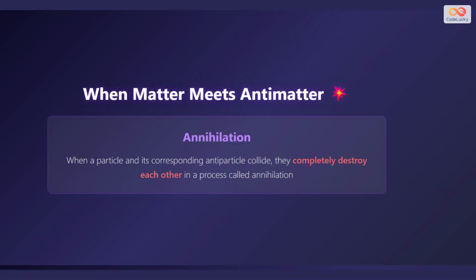What happens when a particle of matter encounters its antimatter counterpart? This leads to one of the most dramatic processes in physics called annihilation. When a particle and its corresponding antiparticle collide, they completely destroy each other. This isn't just a simple collision where particles bounce off each other. Instead, both particles vanish entirely, and their mass is converted into something else. This complete mutual destruction is what makes the meeting of matter and antimatter so remarkable.